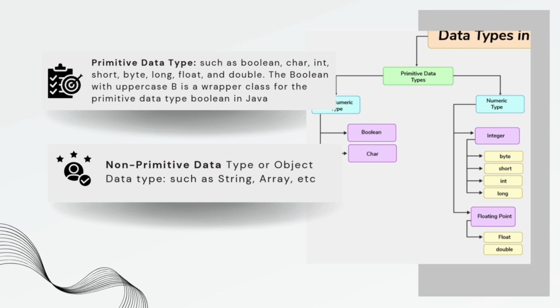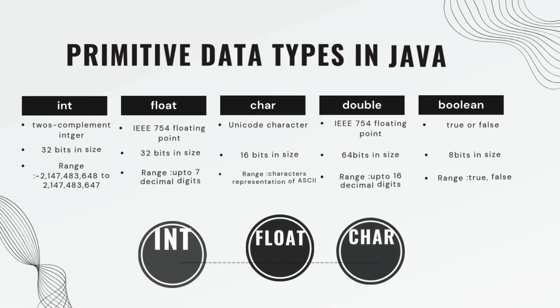Understanding the distinction between these data types is essential as it impacts how Java manages memory and performance. While primitive types are directly stored in the memory, non-primitive types store a reference to the data, offering more flexibility in handling complex data structures. Now, the further slides will be explained by my friends Shubham and Bhakti.